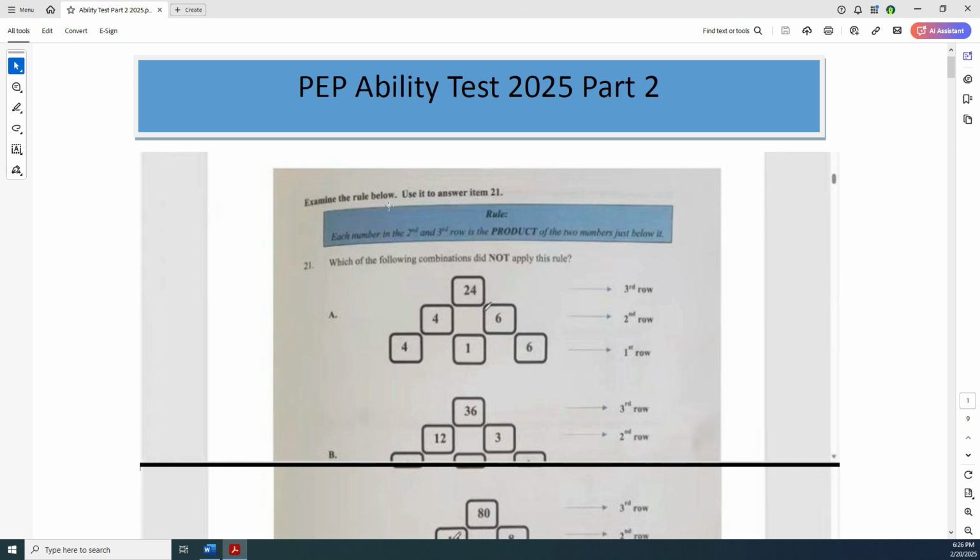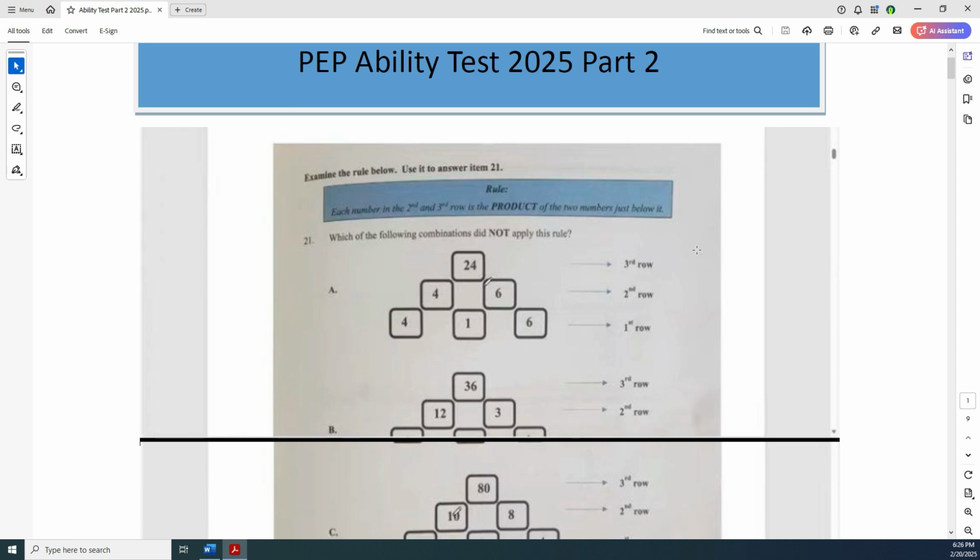So it says examine the rule below. Use it to answer item 21. And the rule is each number in the second and third row is the product of the two numbers just below it. So let me get my pen here. First, which of the following combinations did not apply this rule? Okay, so it says 24 here, 6 times 4 is 24, right?